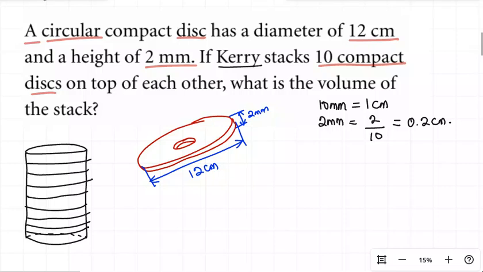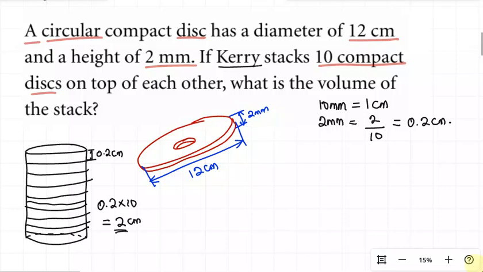Okay, so it implies that for each of the height, let's say 1, 2, 3, 4, 5, 6, 7, 8, 9. Okay, let me assume this is another one, so this is making it 10. So we assume that from here to here is 0.2 centimeter. So what then is the total height? It means 0.2 centimeter times 10 of the compact disc, giving us a total height of 2 centimeter.